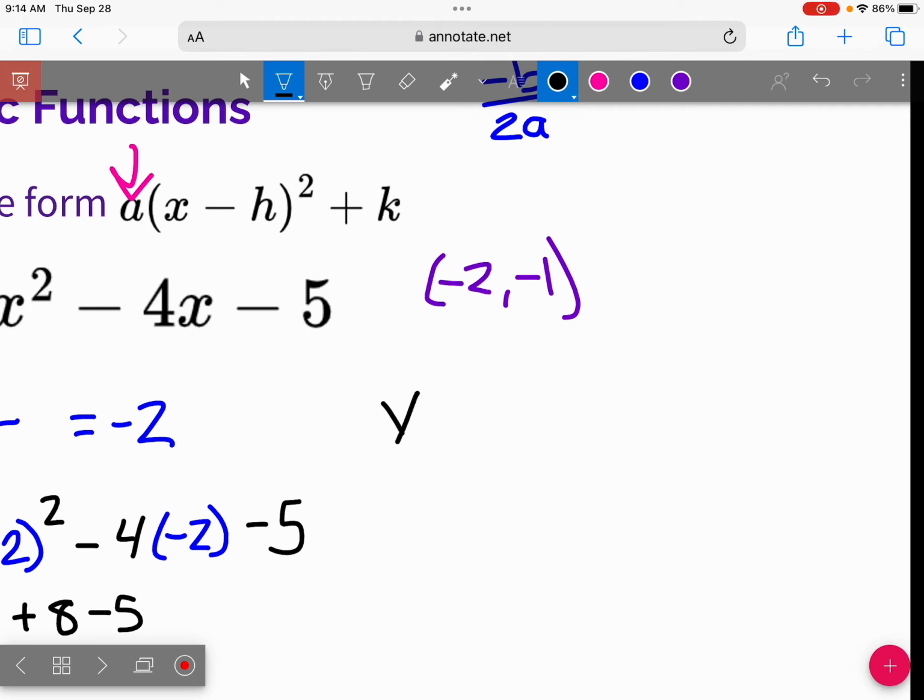So y equals our a of negative 1, x minus our h, which is negative 2, squared, plus k, minus 1.